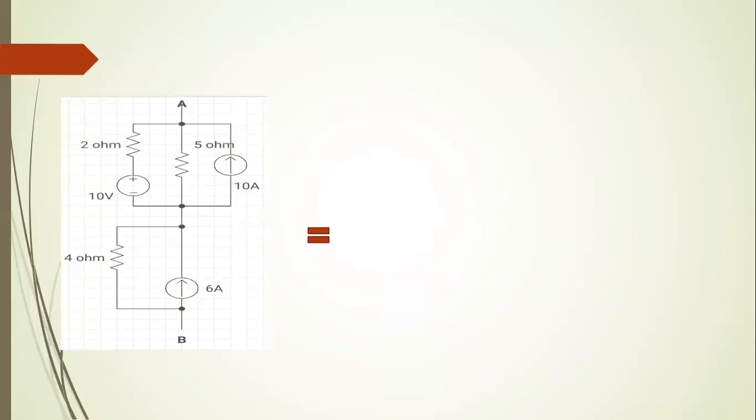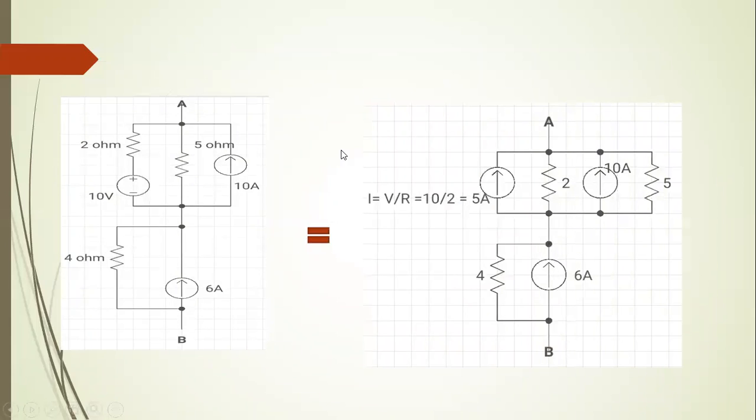Okay. So now, converting the 10 volts voltage source to a current source. We know the formula I is equal to V by R. V here is 10 volts and R is 2 ohms, so hence 5 amps. The resistor just remains as such, 2 ohms. And redrawing this current source here, 10 amps and 5 ohms connected to it. The below part, just reconnecting as such.